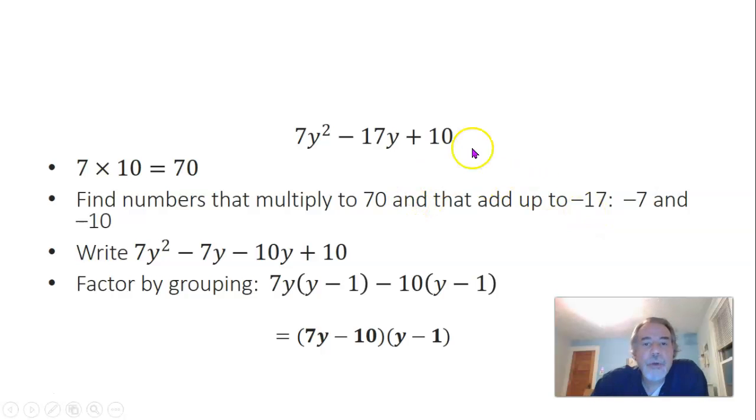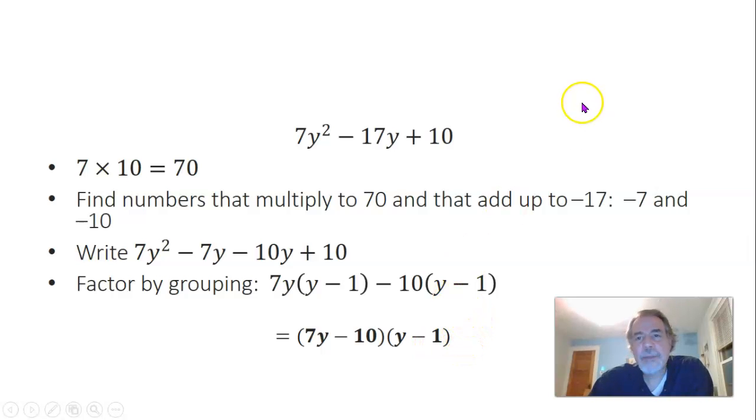So use those two numbers to break up the term in the middle, so now you have 7y squared minus 7y minus 10y plus 10. And now factor by grouping. Pull out the 7y from the first two terms, pull out the minus 10 from the last two. So it's 7y times y minus 1, minus 10 times y minus 1, and they both have a y minus 1 in common, so you can pull out the 7y minus 10 times y minus 1.